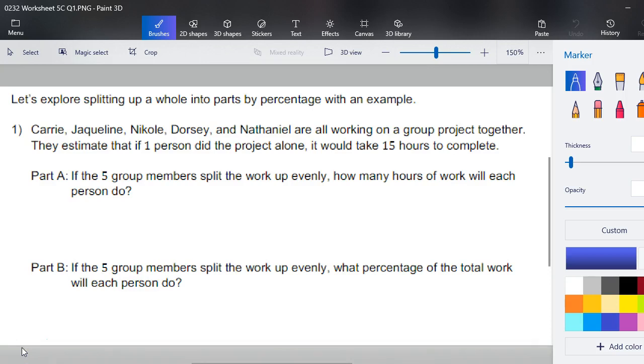Now it's time for you to hit pause and go answer question 1, maybe questions 1 and 2. At least answer question 1 and then come back and we can walk through this together.